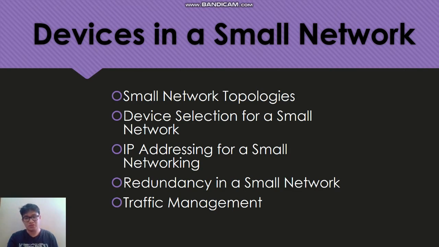Next one is the device selection for a small network. In order to meet the user requirements, even small networks require planning and design. Planning ensures that all requirements, cost factors, and deployment options are given due consideration. When implementing a small network, one of the first design considerations is the type of intermediate devices used to support the network. When selecting the type of intermediate devices, there are a number of factors that need to be considered.